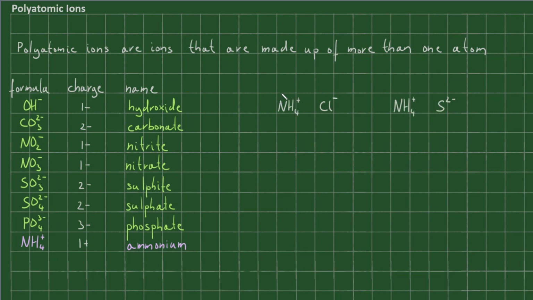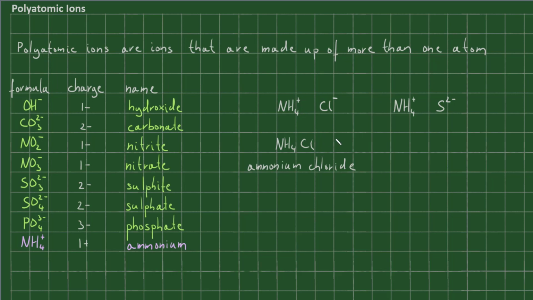Now I'm going to combine an ammonium cation with a chloride anion, and that will give me ammonium chloride. According to the crossover method, the formula will be NH4Cl. I have only one ammonium because the charge of the chloride is 1 negative, and I have only one chloride because the charge of the ammonium is 1 positive.